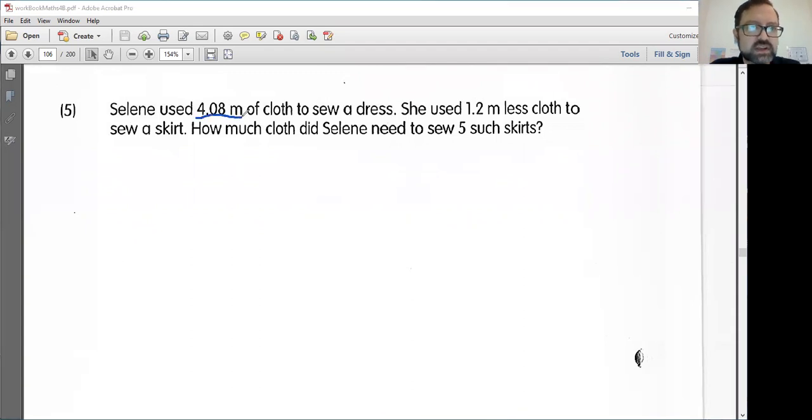I know that she used 4.08 meters of cloth for a dress, for one dress. That's how much she used. Then it says she used 1.2 meters less cloth to sew a skirt. So our question here says, how much cloth did Celine need to sew 5 such skirts? So before we deal with 5 skirts, let's just deal with 1 skirt, shall we? So I know how much it takes to sew a dress, and I know that this should be 1.2 meters less to sew a skirt. So let's figure out exactly how much it is to sew 1 skirt.